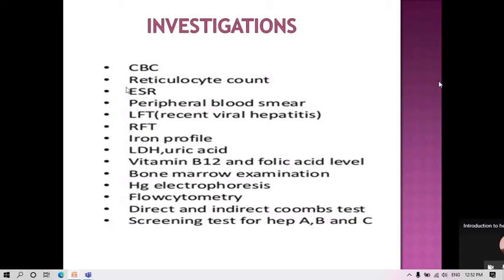In that case, you will advise CBC, the complete blood count, which includes all the red cell parameters and WBCs and everything, and reticulocyte count. Then you will advise peripheral blood smear and ESR. These investigations you will advise as a first step, and on the basis of that report, you will advise further investigation. So these investigations you should know: CBC, retic count, ESR, peripheral smear, LFT, KFT. If you are suspecting iron deficiency, for example a 10-year-old child with a history of pica and fatigue, you will advise an iron profile.